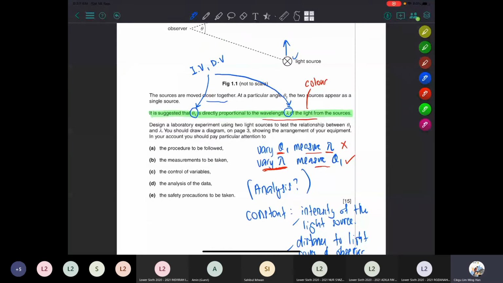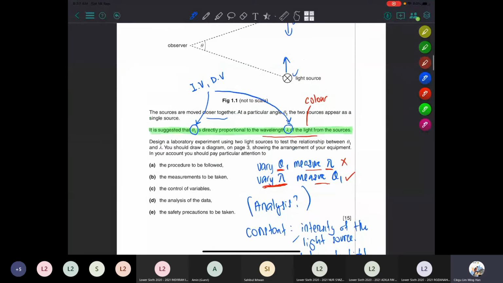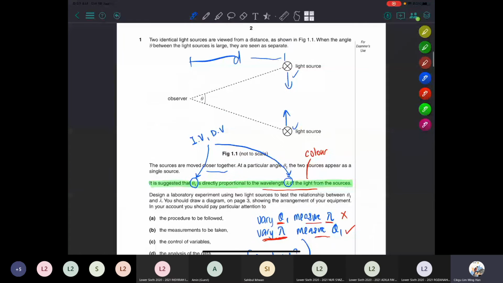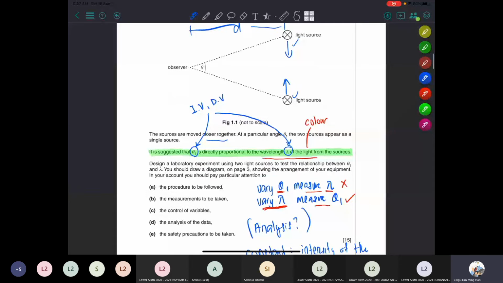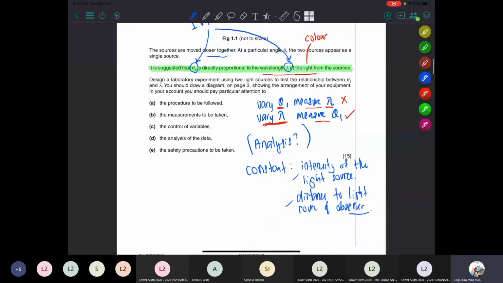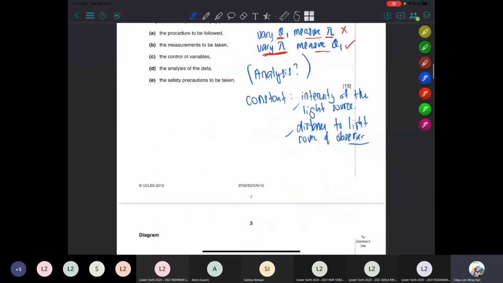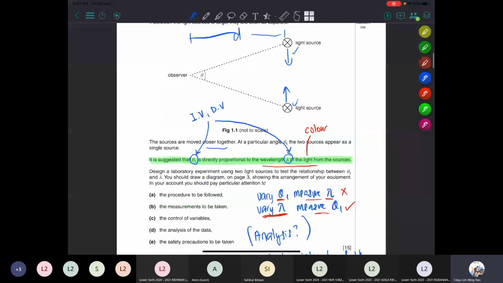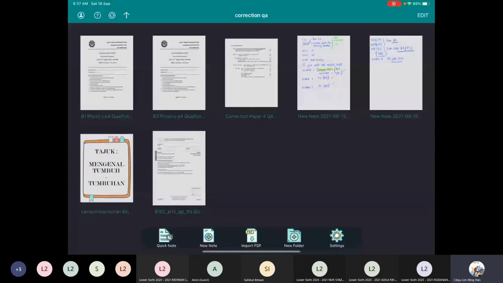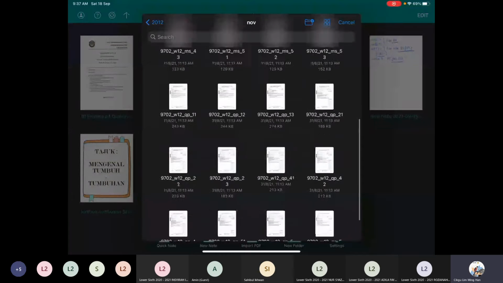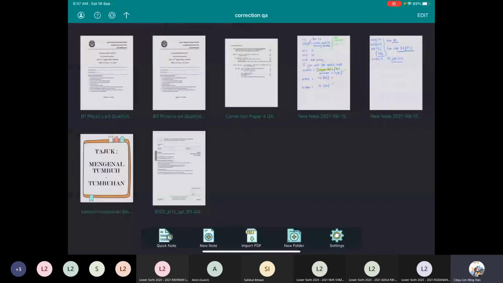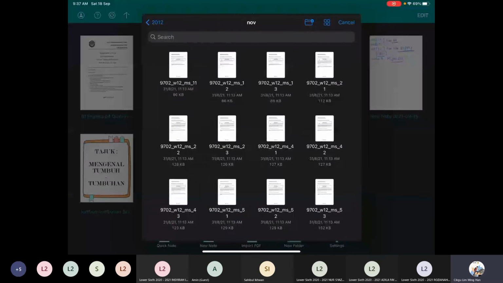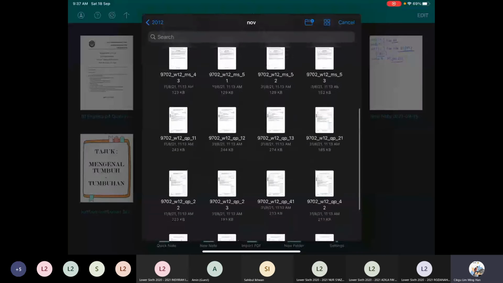Now is the analysis. What should I do with the analysis? If there is no formula involved here, you should pay attention to the analysis of the data. This is not about Young slit or double slit. Very interesting. Let's have a look at the mark scheme here. This is 5-3. How did they do the analysis here?